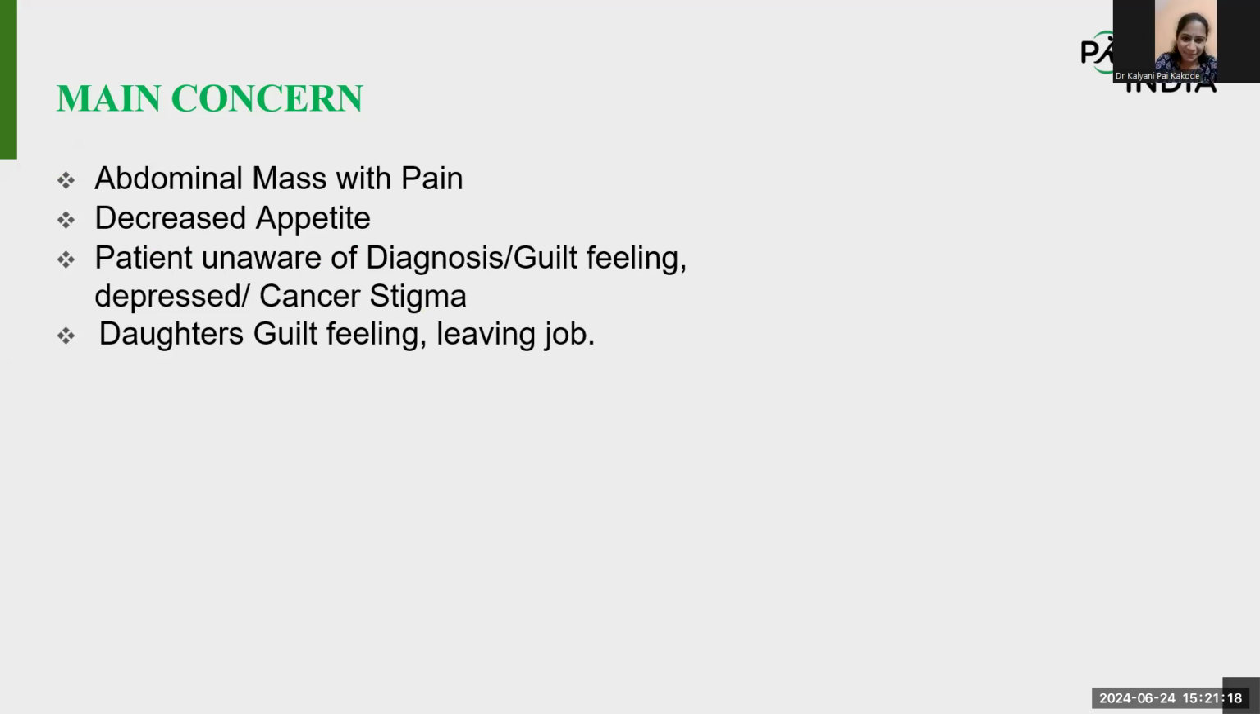Yes. So the main concerns here were the pain, the decreased appetite of the patient, the patient not aware of the diagnosis and feeling guilty for her suffering, depression, cancer stigma, and also the daughter's guilt feeling about leaving her job. Next slide.